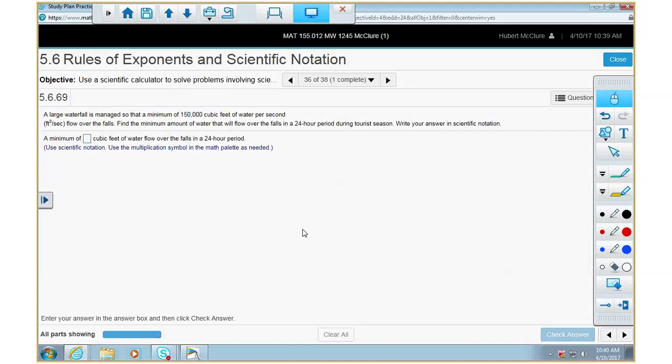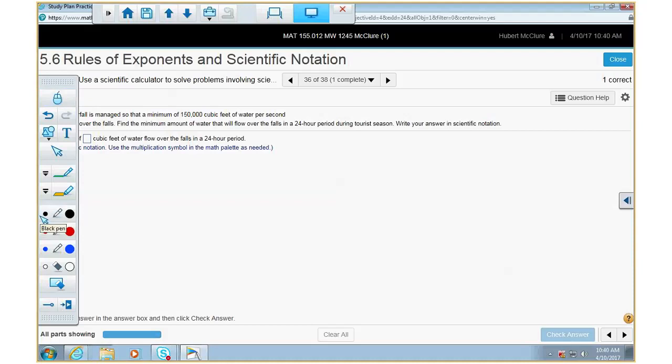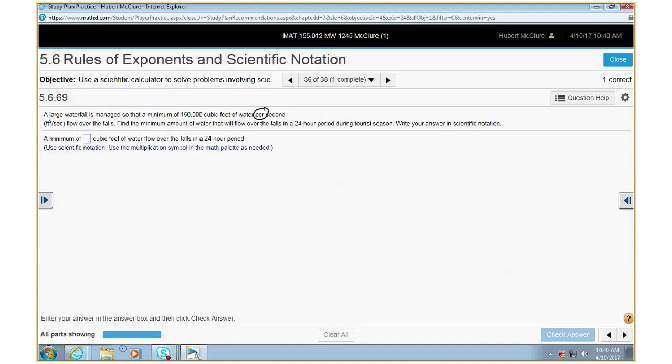The first thing you've got to do, whenever you start a unit conversion, is always put the number that you're trying to convert over one. In this case, they give it right here, so 150,000 cubic feet over one what? Okay, now they want you to find the minimum amount of water that can flow over the falls in a 24-hour period, in one day. So that means we've got to get rid of seconds, and we've got to turn seconds into what?